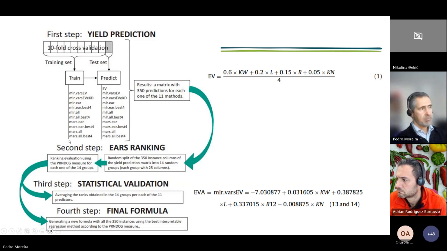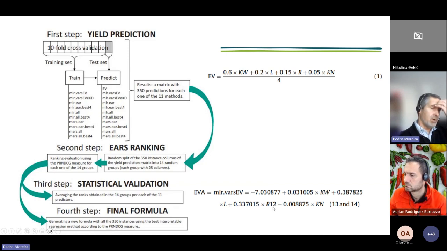Then there was a statistical validation, and at the end we generated a new formula, which is this one. So it's not a very difficult process. With a normal machine you can do this, because it's kernel weight, length, row number average, and the kernel number, and you get the ear value, and then you rank your ears according to that.